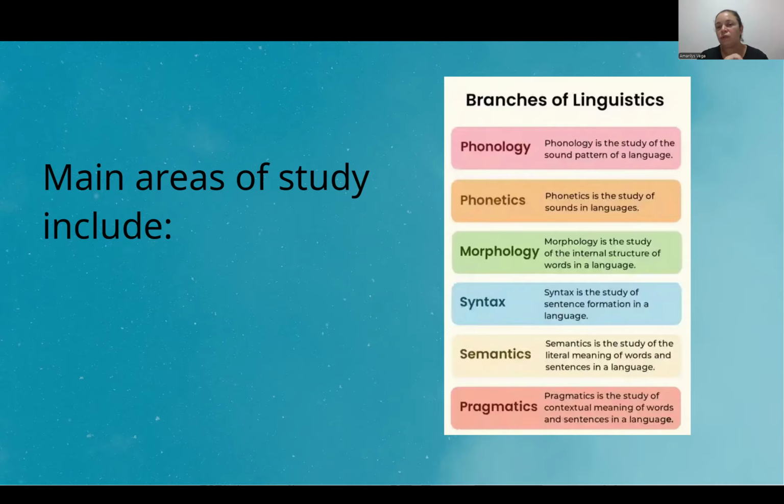So, just to make a summary of this, we have to do with the sound of a language, with the meanings of words, and also the formation of phrases and sentences. There is also another area of study, sociolinguistics, which is the relationship between languages and society.